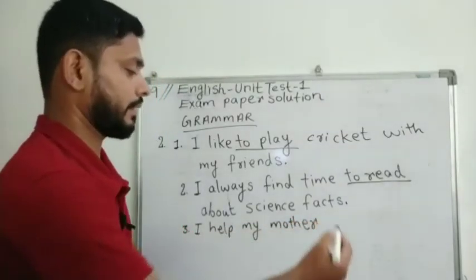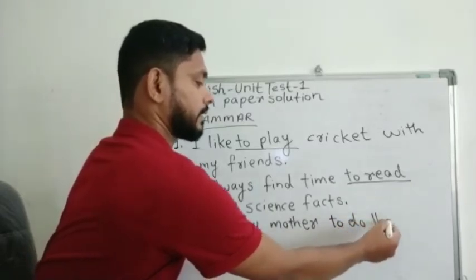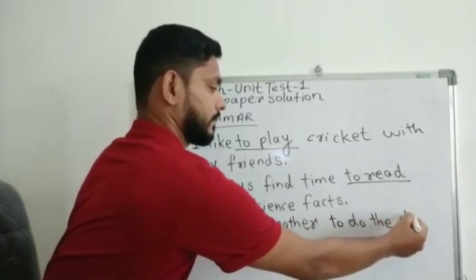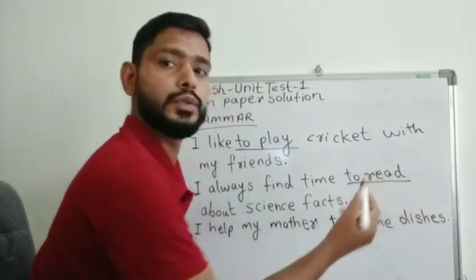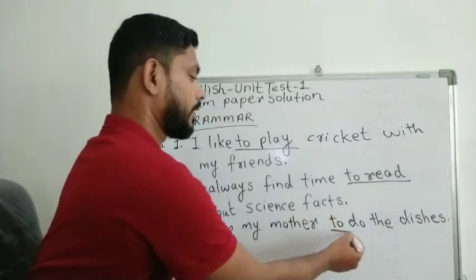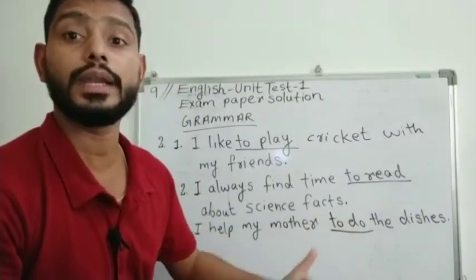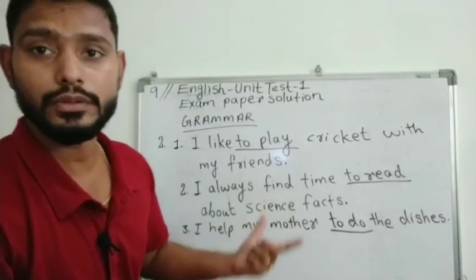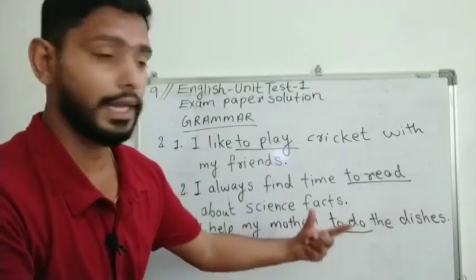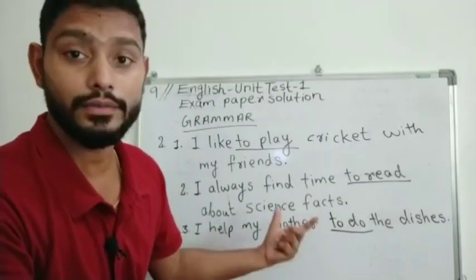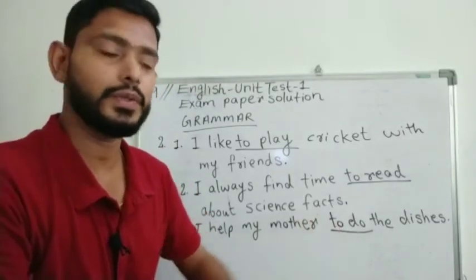I help my mother to do the dishes. To do the dishes, what does it mean? It is a common usage in English. To do the dishes means to clean the dishes. The utensils used after eating are called dishes, and it means to wash them. In English, to do the dishes. Okay?